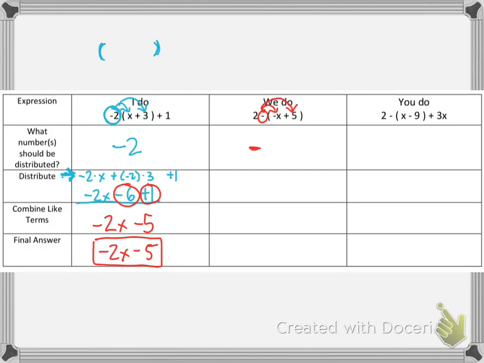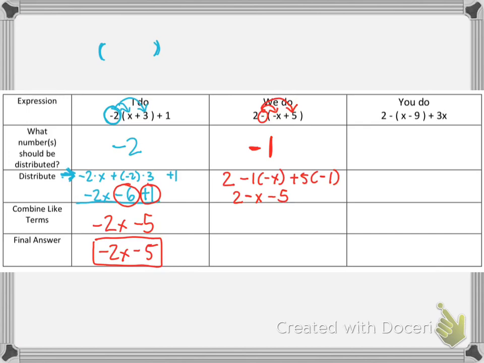So -1. Now let's go ahead and distribute. I have 2 times -1 times -x plus 5 times -1. Right, I multiply both the -x and the 5 by -1. And I'm just going to make it a little bit cleaner. 2 minus x minus 5.